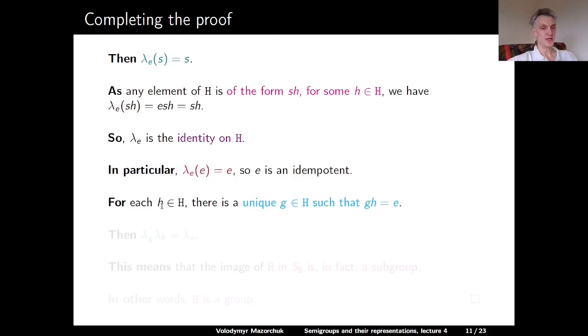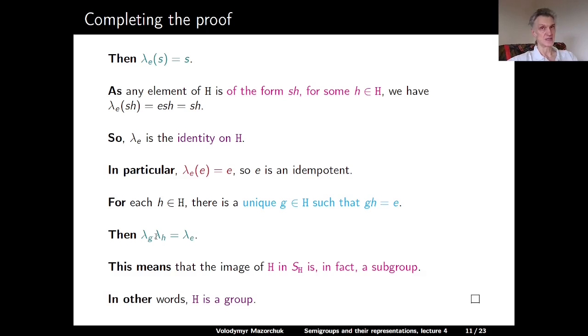Moreover, for any H in our H class, there is a unique G in our H class such that G times H is equal to E. But this transforms into the equality that lambda G after lambda H is equal to lambda E. And this means that the image of our sub-semigroup in the symmetric group on H is in fact a subgroup, because it contains the identity and it is closed with respect to taking inverses. And this means exactly that our sub-semigroup is indeed a group. So this completes the proof of our theorem.